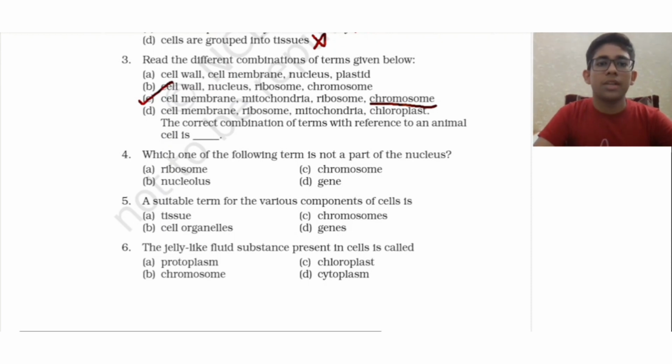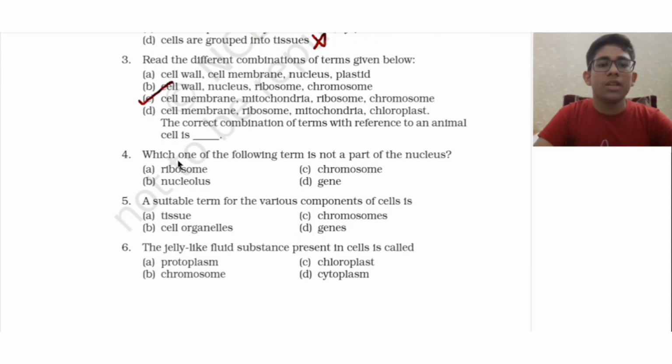Let's also look at the fourth option: cell membrane, ribosome, mitochondria, and chloroplast. We can clearly see that chloroplast is not present in animal cell because the plastids, which include chloroplast, are only present in the plant cell or the phototropic plants.